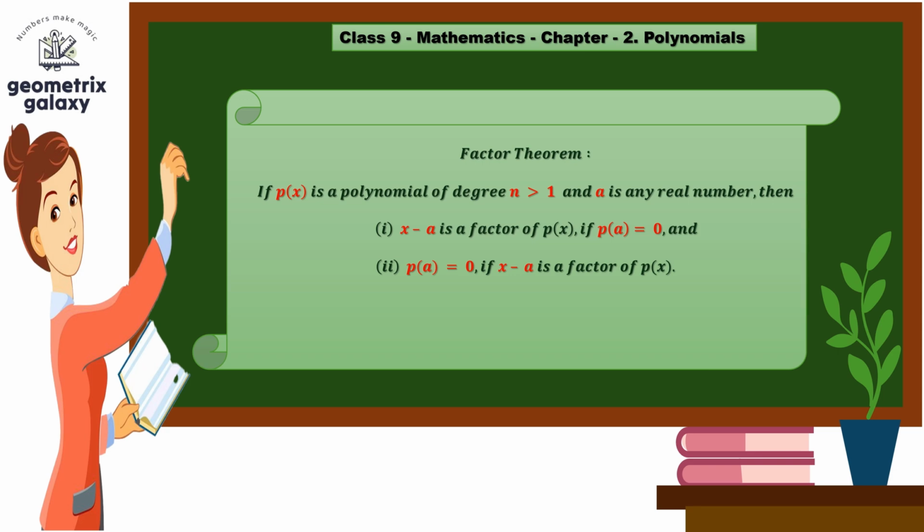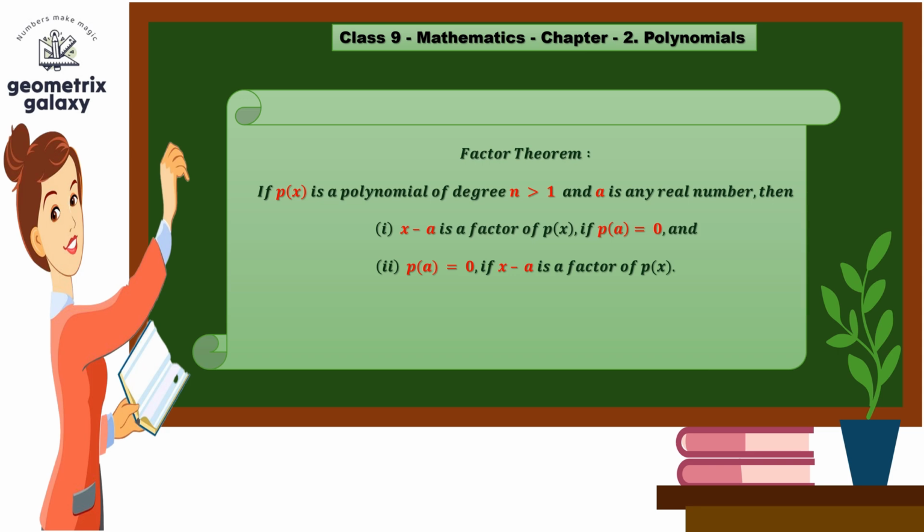Okay. Then for the taken polynomial, if p of a is equal to 0, then x minus a is a factor, and vice versa. If x minus a is a factor, then p of a is equal to 0. A is a real number, meaning a can take any value.